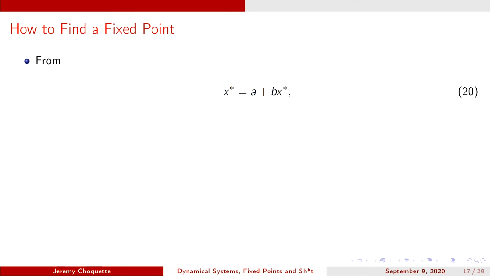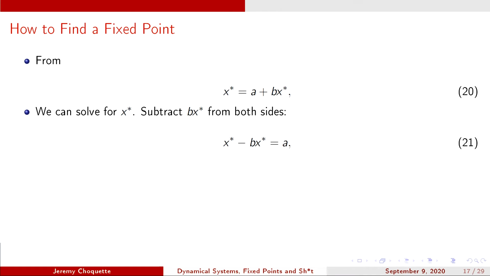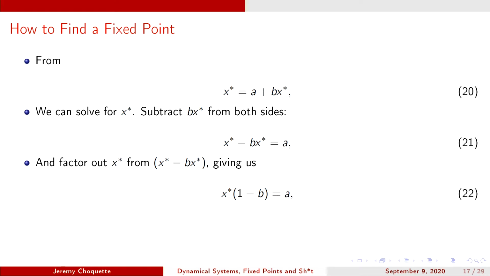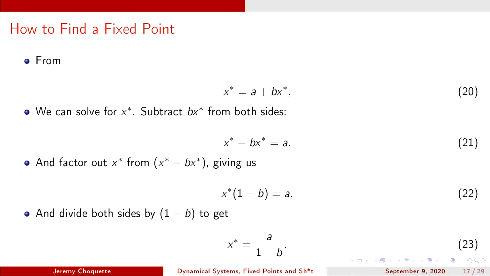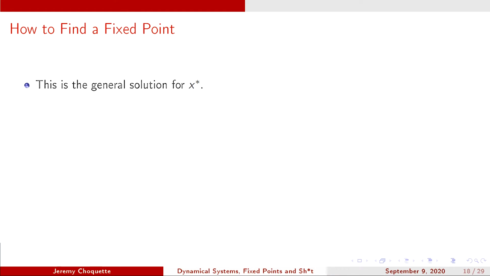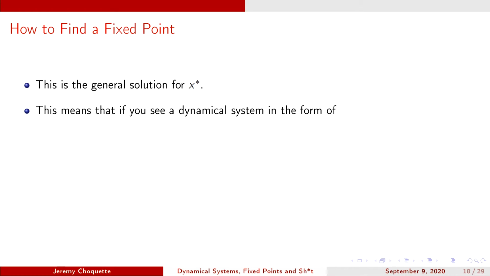Now from this, all we want to do is just solve for x star. So I'm going to subtract b x star from both sides. So I get x star minus b x star equals a. I'm actually going to stop saying the star thing and just say x minus bx equals a. I think we all pretty much know what's going on. So I'll factor out this x from x minus bx, which gives me x times 1 minus b, and x times 1 minus b is going to be equal to a. So I'll divide both sides by 1 minus b, and I get x equals a over 1 minus b, which is the general solution for x for this particular dynamical system.